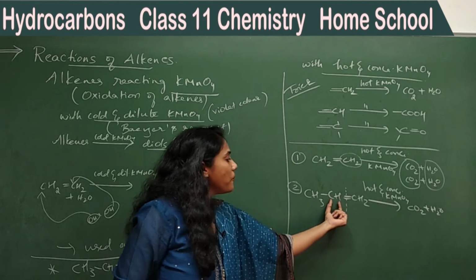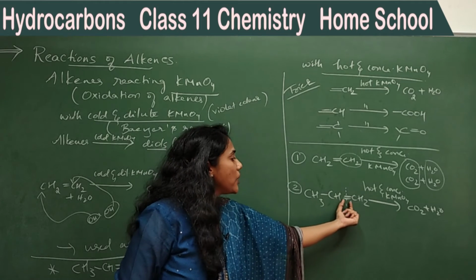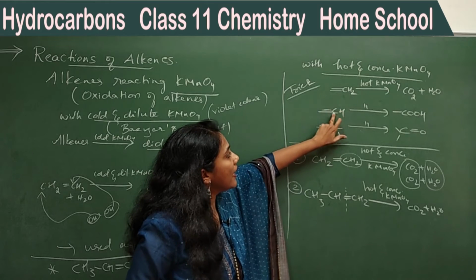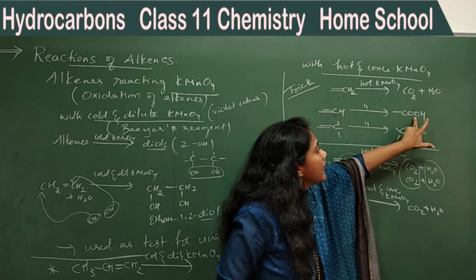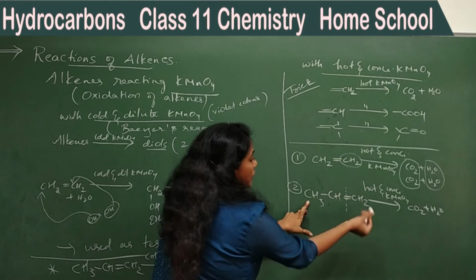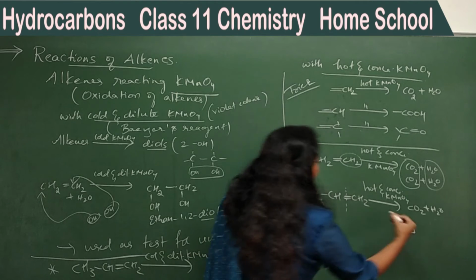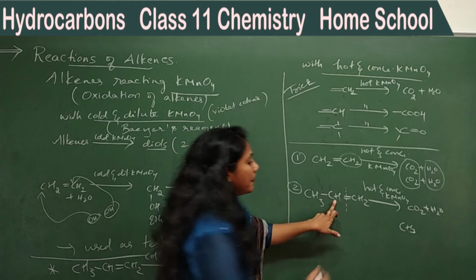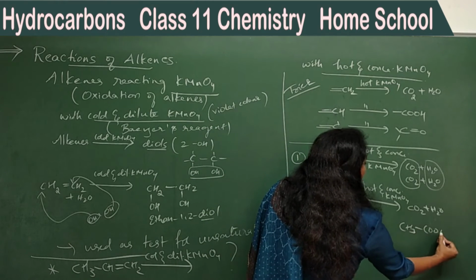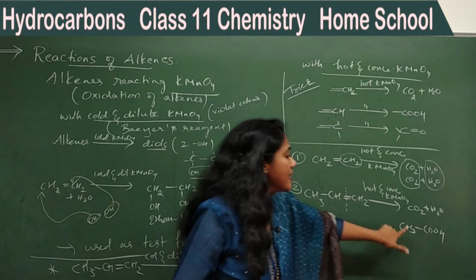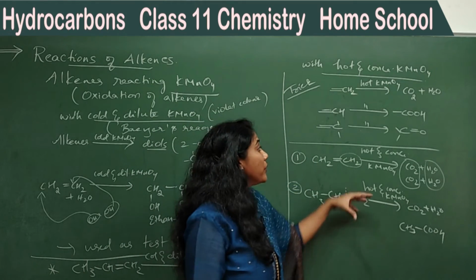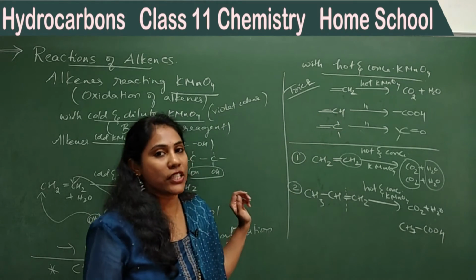What about this carbon you see, CH with a double bond? It is of this pattern. So this carbon gets converted into COOH. The CH3 remains the same, guys, nothing will happen to this CH3, only this carbon gets converted into COOH. So you get acetic acid as one of the products here. That is how you can apply the trick for various questions.